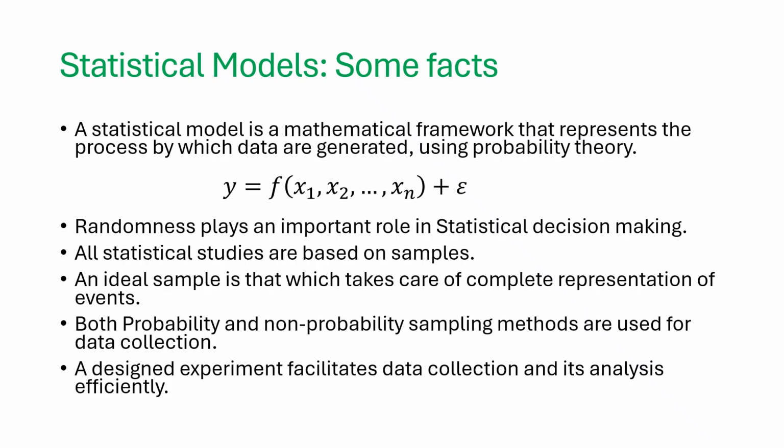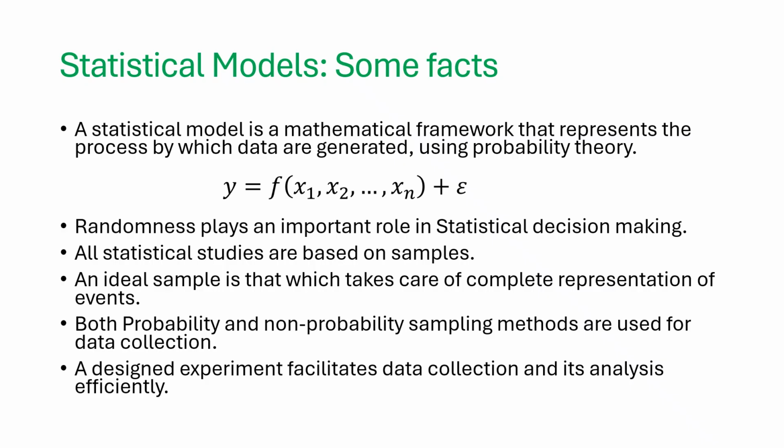So you can see that randomness comes with that epsilon. It's also called a stochastic term or dynamic term, nuisance term, disturbance term. There are a lot of names associated with epsilon, and that's because of the randomness. And randomness plays a very important role in statistical decision making. And all studies are based on random samples.